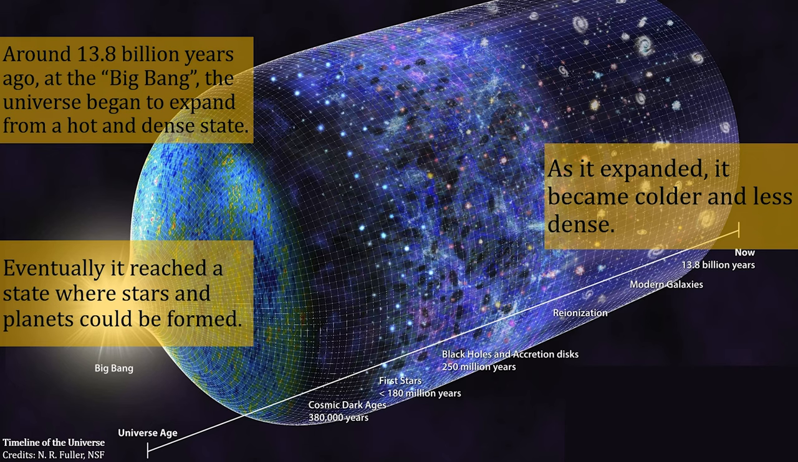Now, around 13.8 billion years ago, at what we call the Big Bang, which is kind of an unfortunate term, the universe began to expand from a hot and dense state. As it expanded, it became colder and less dense. And eventually, it was cold and less dense enough that stars and planets could be formed.